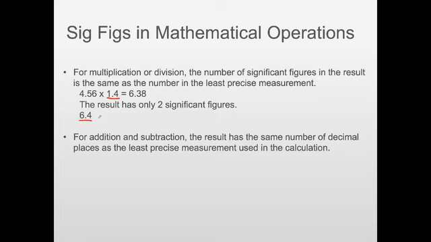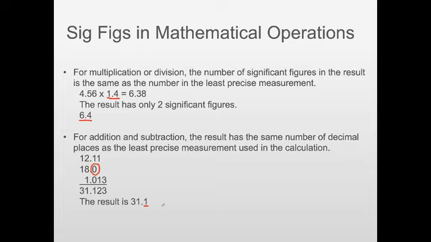All right. For addition and subtraction, the result is going to have the same number of decimal places as the least precise measurement used in the calculation. So let's say I'm going to add up 12.11, 18.0, and 1.013. Put these all in the calculator, I'm going to get 31.123. However, the least precise measurement in my calculation is limited to the tenths place. So the result can also only go to the tenths place. So I'm going to report the number as 31.1.